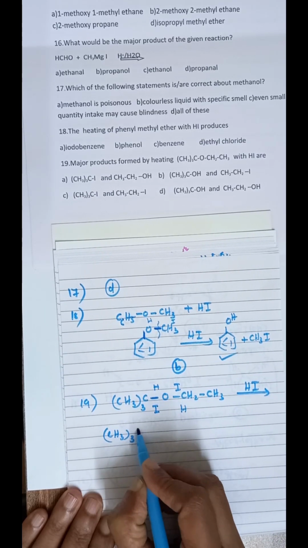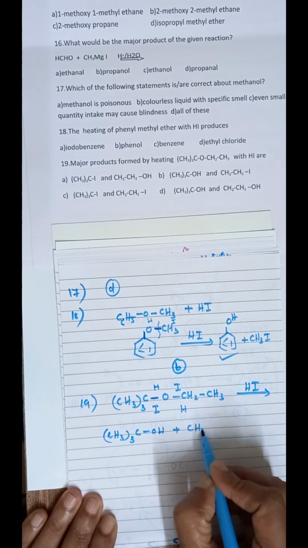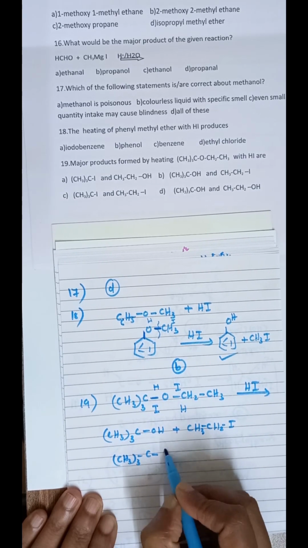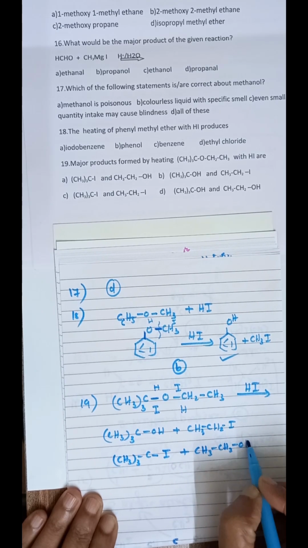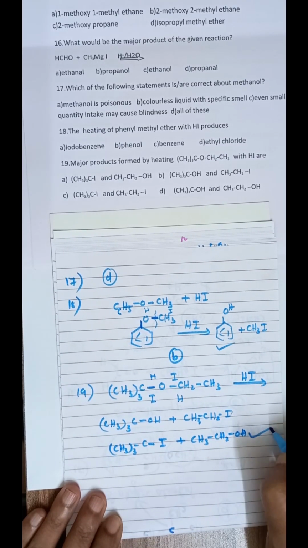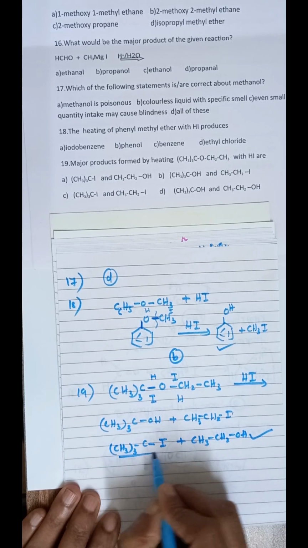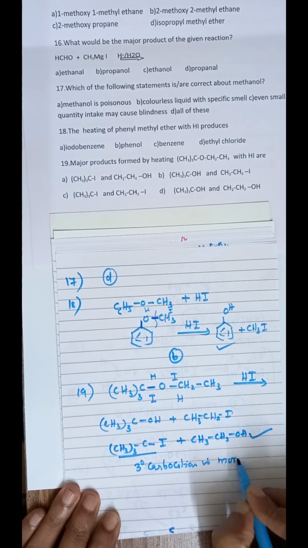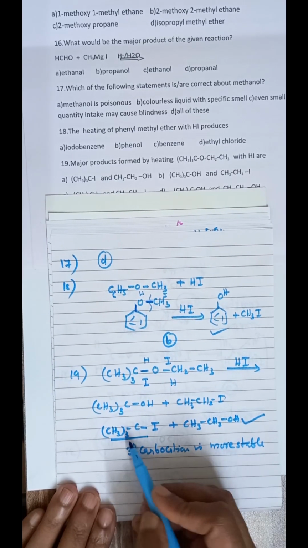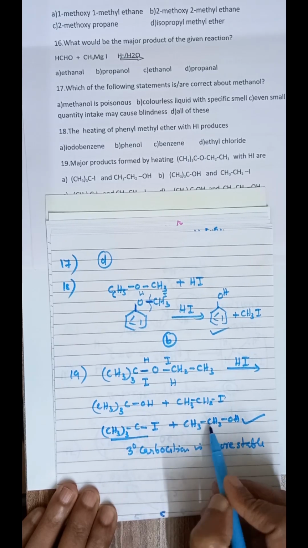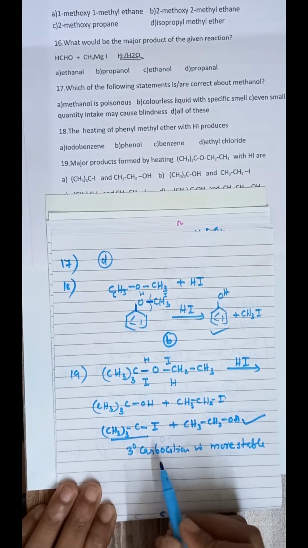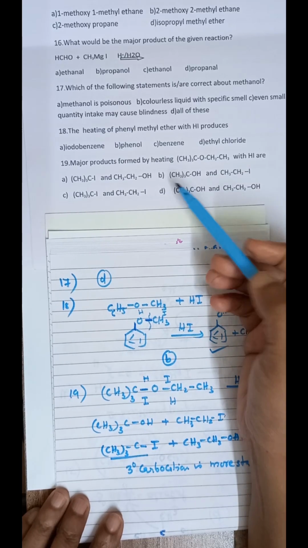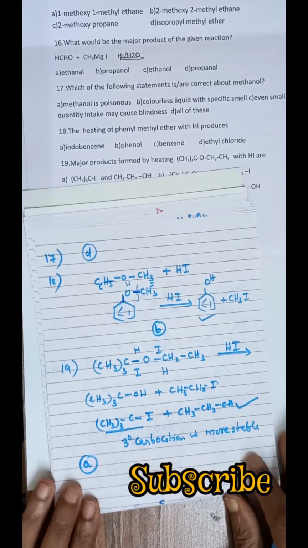So let's see. This is the first possibility. Then the second possibility is that with the tertiary group I will be attached, and with the other group OH will be attached. These are the 2 possibilities, but in this case this will be the correct answer, since we can see a tertiary group. We know that a tertiary carbocation is more stable. Due to the stability of the tertiary carbocation in the case of this halide, this will be the final product. So the stability of the tertiary carbocation causes this product formation. So option A is the correct answer for question number 19.